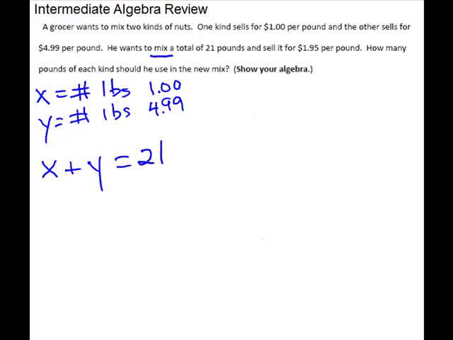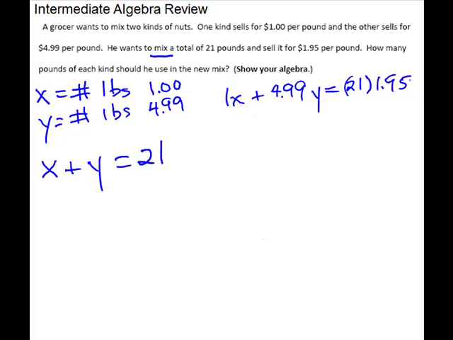Right. The other equation will be with the money. So for it, we will have $1 times X, or just 1X, plus $4.99 times Y will equal 21 pounds at $1.95. So that's the one with the money.